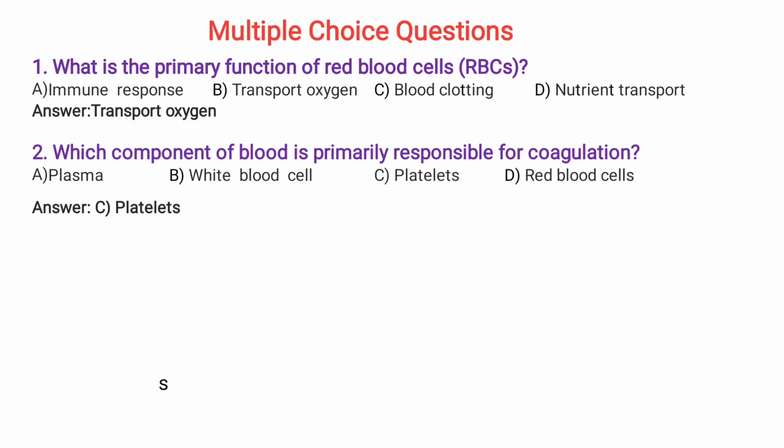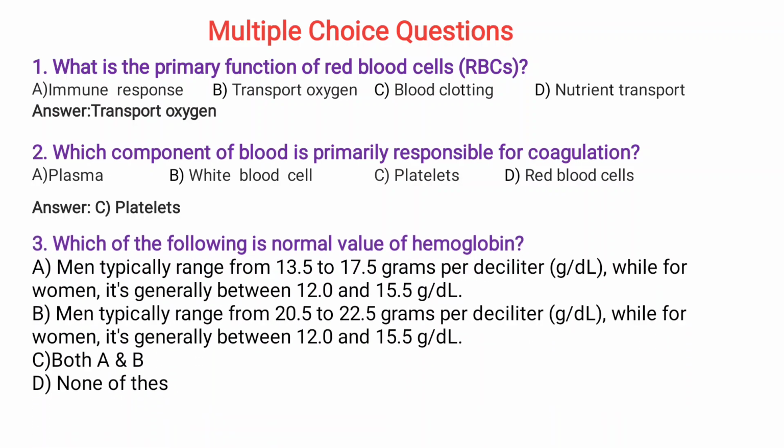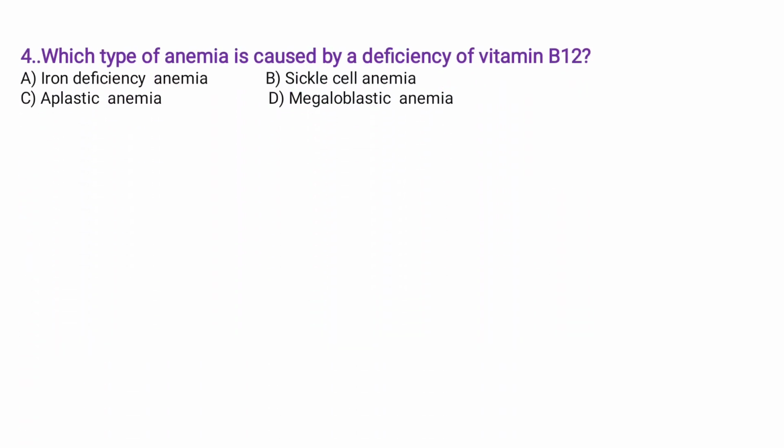Next, which component of blood is primarily responsible for coagulation? Platelets. Next, which of the following is the normal value of hemoglobin? A. Men typically range from 13.5 to 17.5 grams per deciliter. B. Men typically range from 20 to 25, 22. C. Both A and B. D. None of these. So A is the correct answer.